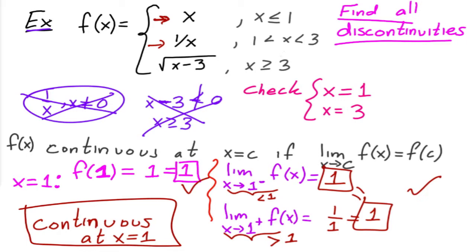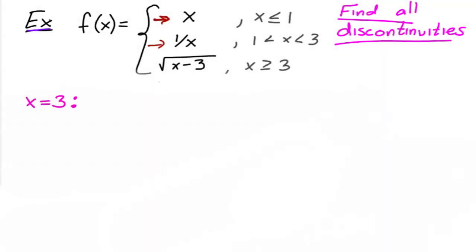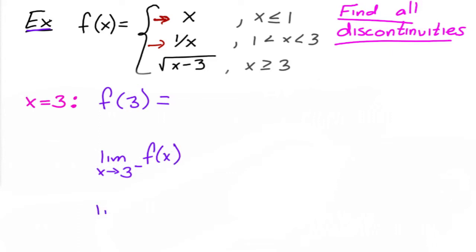Okay, now let's try the next one, the value of 3. So to check at 3, we're going to compare 3 things. We want to compare f of 3, just like we did in the previous example, the limit as x approaches 3 from the left, and the limit as x approaches 3 from the right. If all 3 of those are equal, then it's continuous. If not, then it's discontinuous, and we have to say what kind.